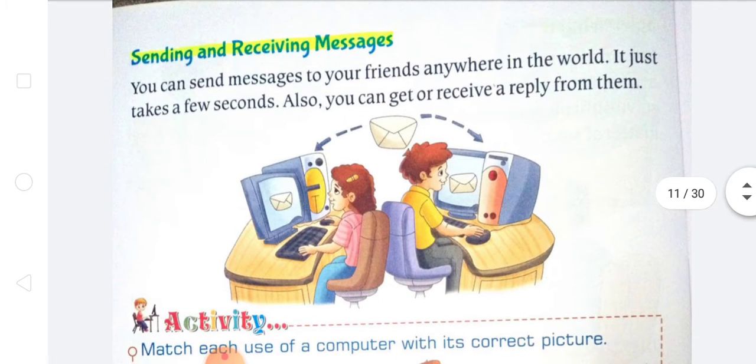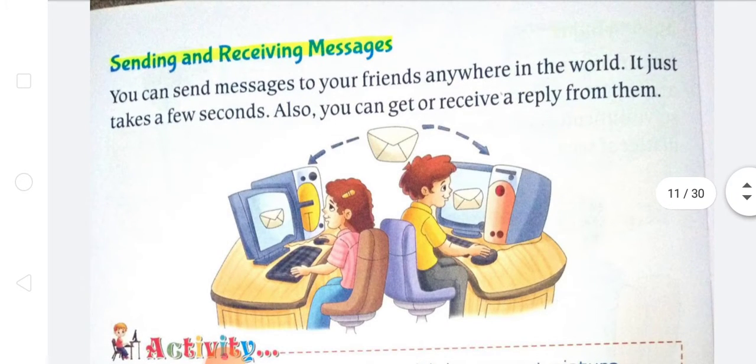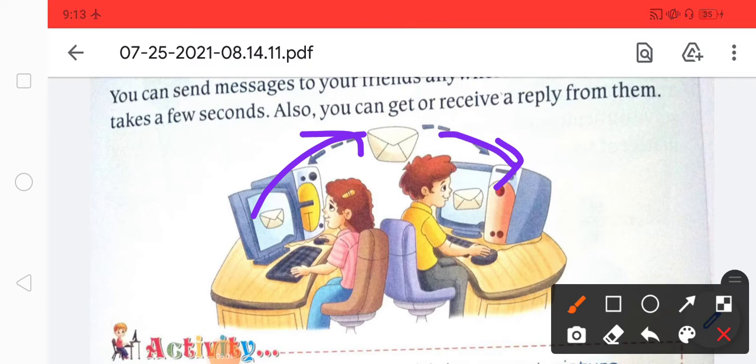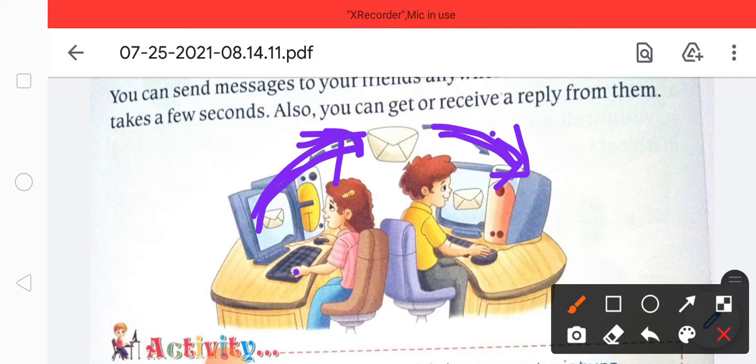And here the last one, that is sending and receiving messages. If we talk about the messages sending or receiving process, here you see the boy and the girl are sending messages to each other. Whenever you send an email or message from that computer system to another computer system, it is received by the person whom you send it to, okay.